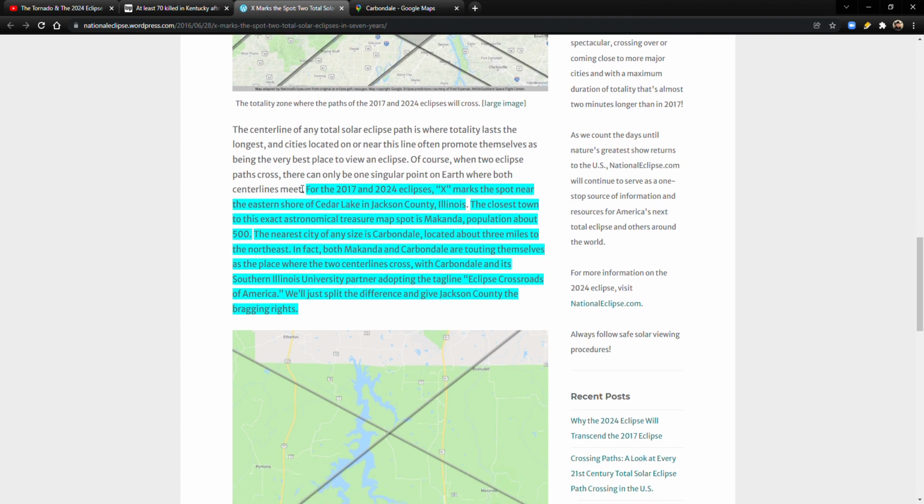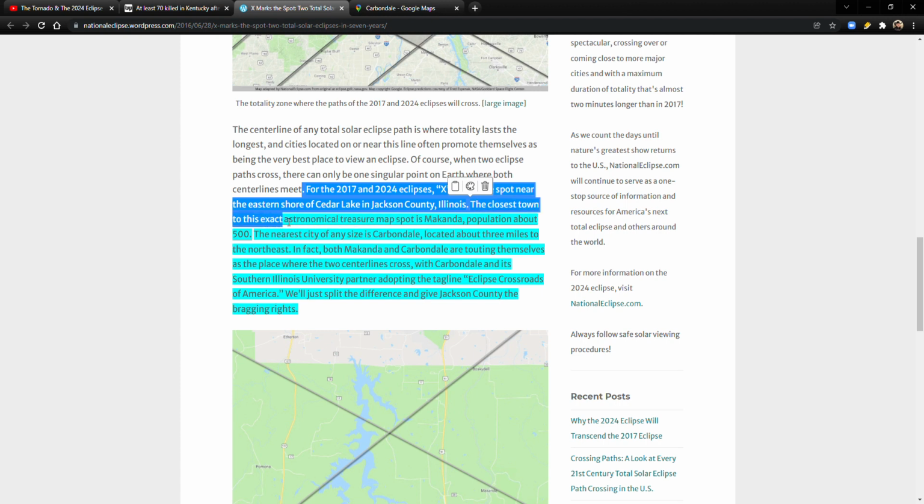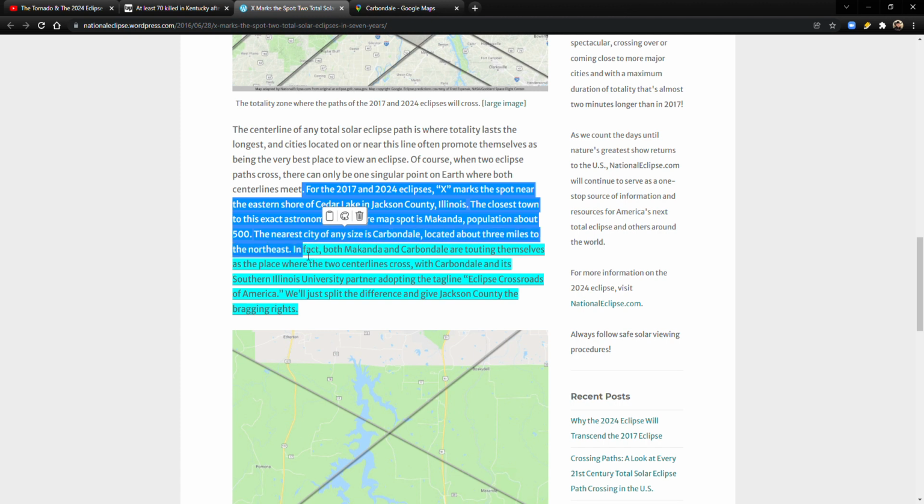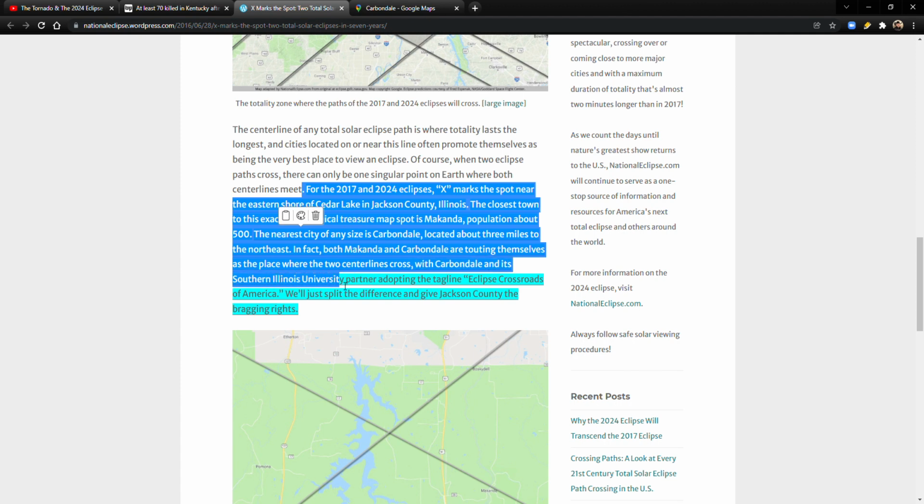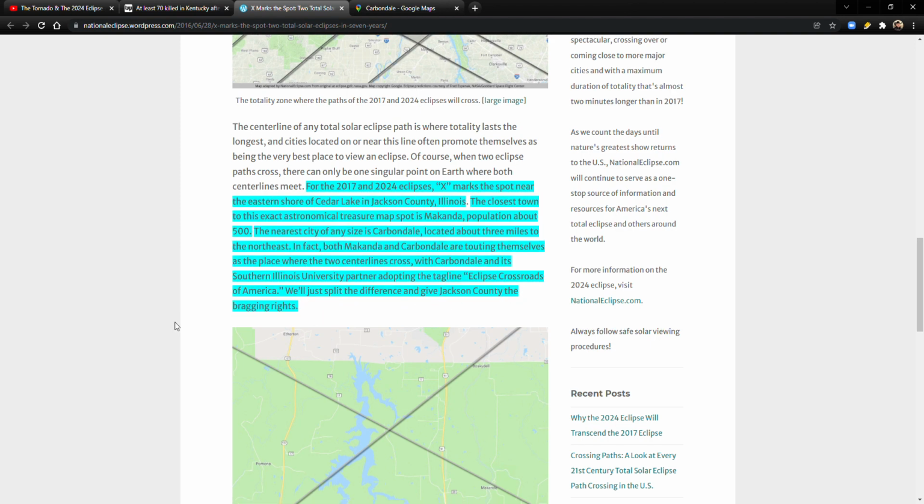Okay, so let's just read what I highlighted here. For the 2017 and the 2024 eclipses, X marks the spot near the east shore of Cedar Lake in Jackson County, Illinois. The closest town to this exact astronomical treasure map spot is Makanda, population about 500. The nearest city of any size is Carbondale, located about 3 miles to the northeast. In fact, both Makanda and Carbondale are touting themselves as the place where the two center lines cross, with Carbondale and its Southern Illinois University partner adopting the tagline, Eclipse Crossroads of America. We'll just split the difference and give Jackson County the bragging rights.